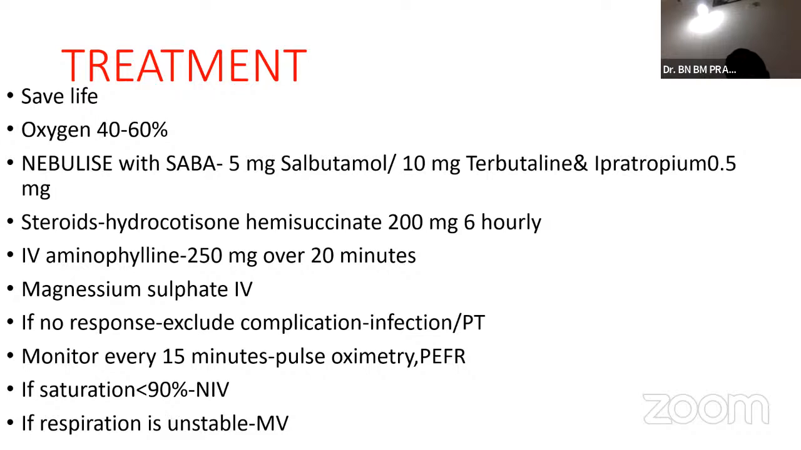Peak expiratory flow may not be possible in these cases because they are too breathless. And if the saturation is less than 90%, do NIV. If the NIV fails, and if the respiration is unstable, go for mechanical ventilation. Intubate with a large size endotracheal tube, and you have to give low tidal volume, increase the rate, and increase the expiratory time. And in these cases, you have to do heavy sedation.